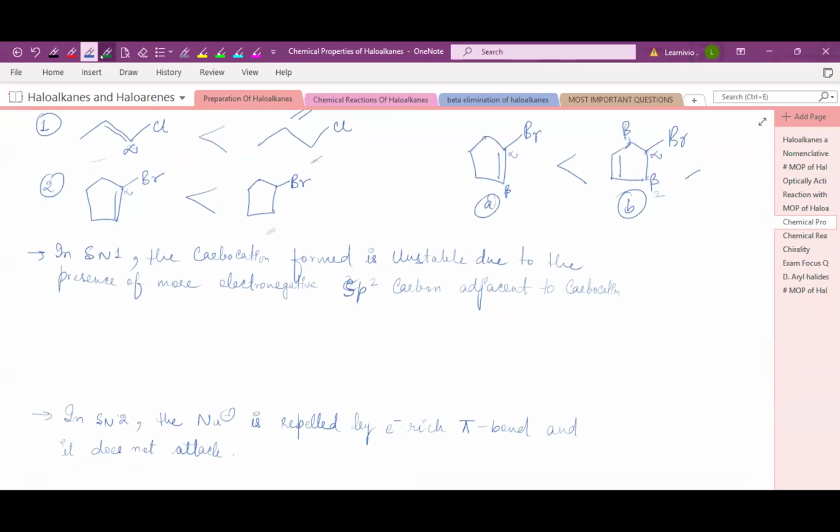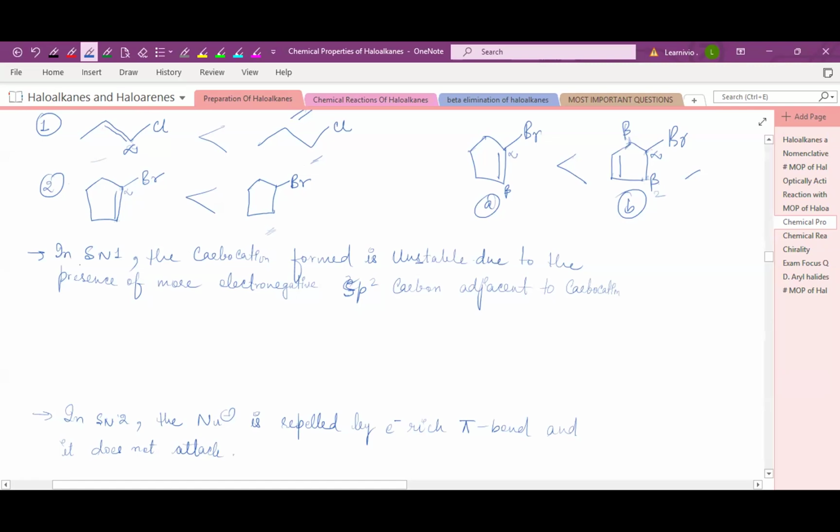So in SN1, we are talking about unimolecular. You know very well, what happens in unimolecular? It's a two-step mechanism which follows the carbocation formation. In the first step there will be a formation of carbocation, or the cleavage of your R-X bond, and in the second step there will be attack of nucleophile.